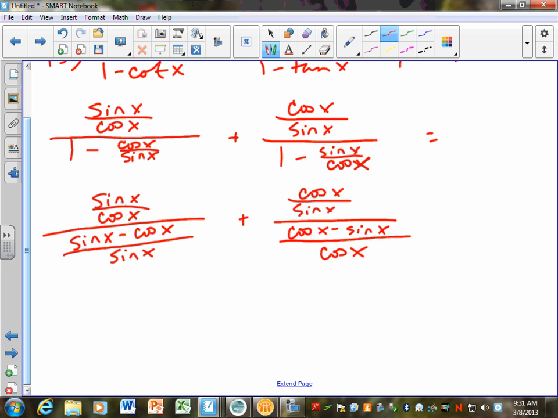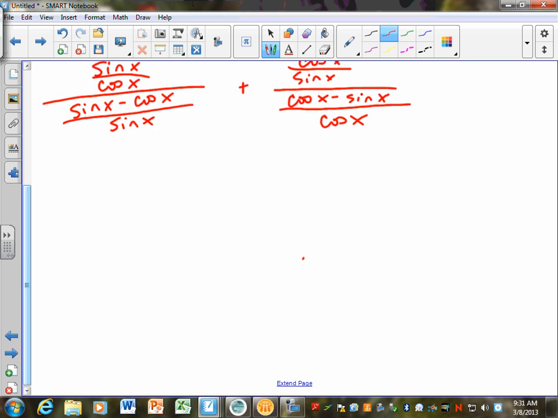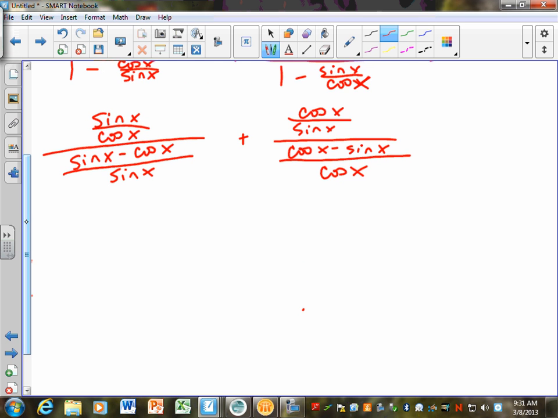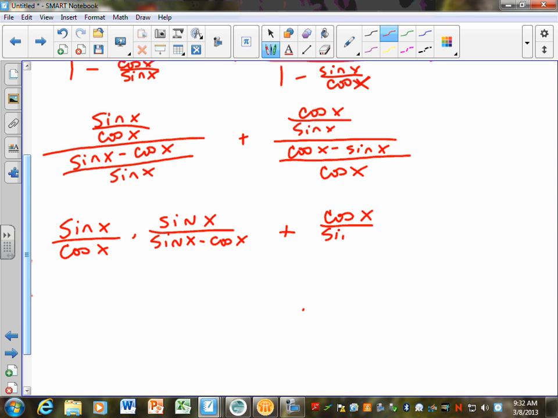And so that was my next step. I'm going to flip those up so that I don't have such a big ugly mess anymore. Well, maybe. I'm going to write that as sine of x over cosine of x times the reciprocal of this, which would be sine of x over sine of x minus cosine of x, plus cosine of x over sine of x times the reciprocal of this, which is cosine of x over cosine of x minus sine of x. And although that's a whole lot of stuff, it definitely got rid of the complex fraction.